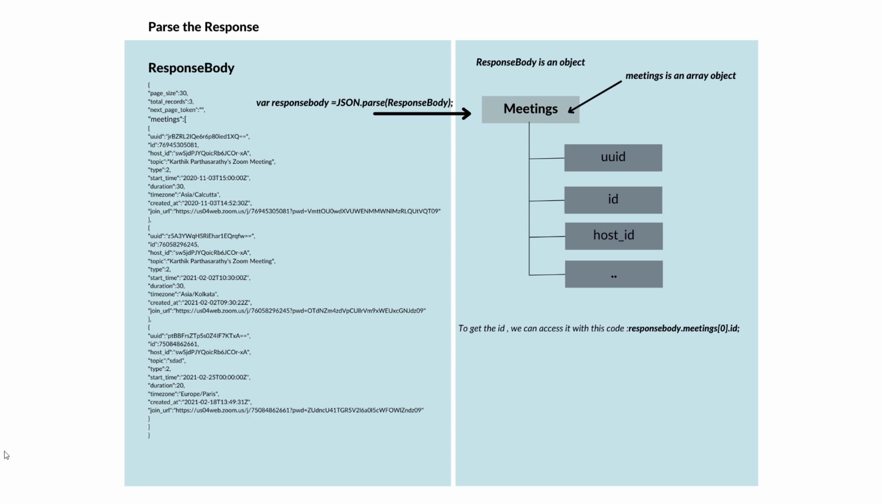So here we have a code. I have a local variable, response body, equal to JSON.parse, and in between brackets I give the response body. So in this way we can parse it, and the way we can access it, you have another piece of code here which can get the ID value.